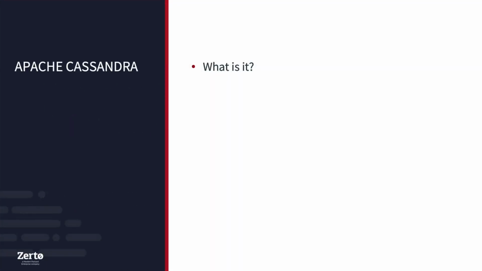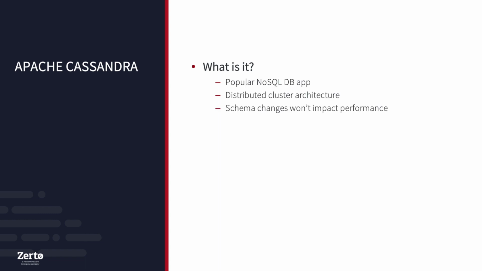Cassandra, as with most NoSQL database applications, is gaining in popularity in large part because of its ability to make schema changes on the fly without impacting database performance. However, it's still rarely a good idea to make schema changes without at least running through some test scenarios to make sure nothing gets broken.